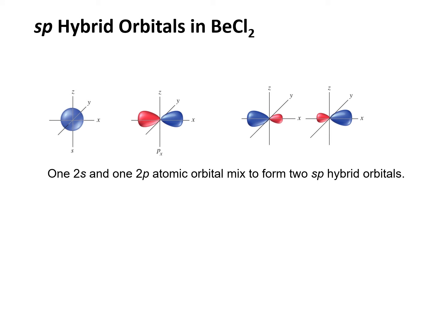In this example, we will look at beryllium chloride, or BeCl2. And here we have the Lewis structure for beryllium chloride, and we see that each of the chlorine atoms is bound to beryllium with a single bond.